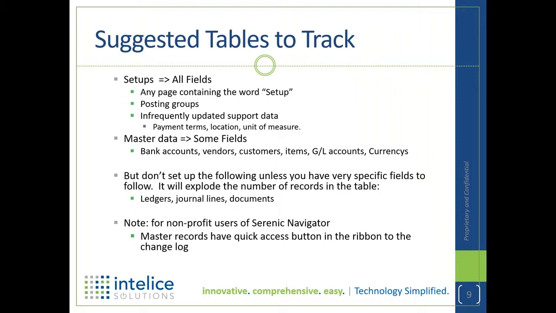What I recommend when you set up something to track only some fields is to do that on master data: bank accounts, vendors, customers, GL accounts, and currencies too. If you cherry pick what you're viewing, you might not have as many records, because there's a lot of things that just don't need to be tracked. And then a warning, my third bullet there: do not track ledger entries. It's really not a good idea, nor journal lines or documents, unless there's a specific field that you're really sensitive about. I don't recommend it because of the sheer quantity of what would be hitting the change log.